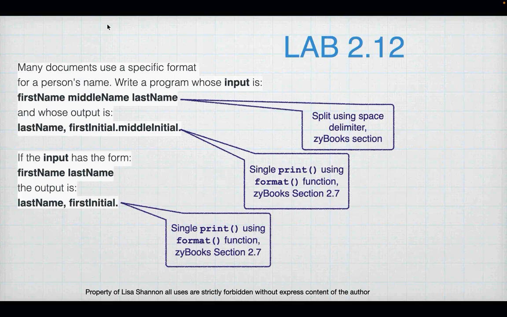So what you're going to do is, they're going to input a string with either two or three elements in it. It's going to be the first name, the middle name, and the last name. And if that is what you get in, then it's last name, comma, first initial, dot, middle initial, dot. That's the way the format wants it to come out.